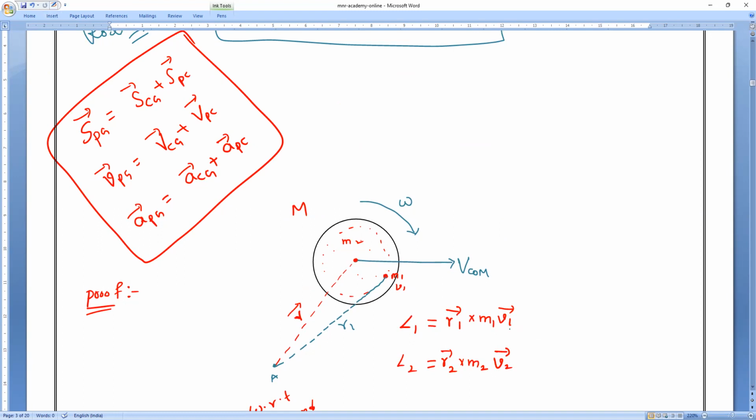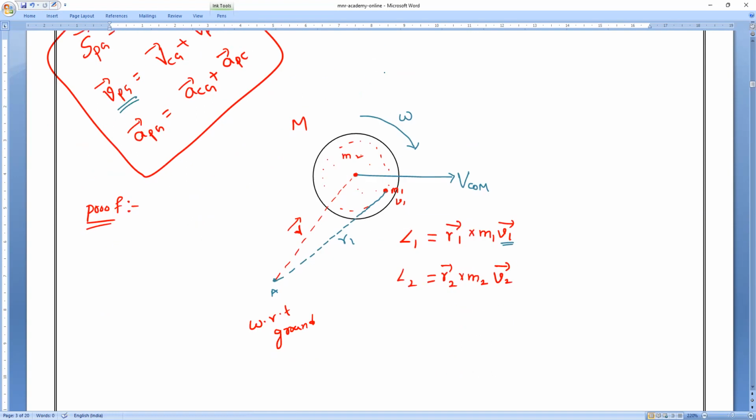Now you tell me, what do you mean by V1? From this I can take velocity. This is a particle, so I can take V1. Can you tell me what V1 is? V1 with respect to ground is equal to velocity of center with respect to ground plus velocity of V1 with respect to center. Will you all agree with me, guys? You speak only.